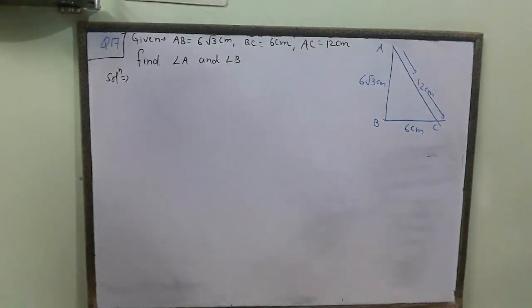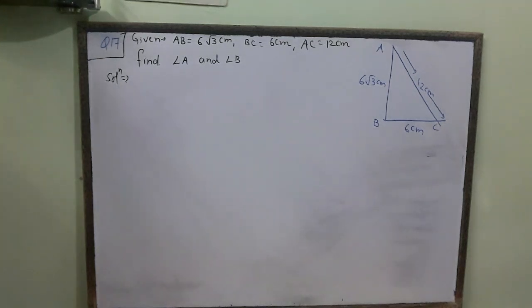See, this is question number 17 of exercise 6.5. It is given that in triangle ABC, AB is equal to 6 root 3 centimeter, BC is equal to 6 centimeter, AC is equal to 12 centimeter. We have to find angle A and B. So first we will find angle B and use the converse of Pythagoras theorem.